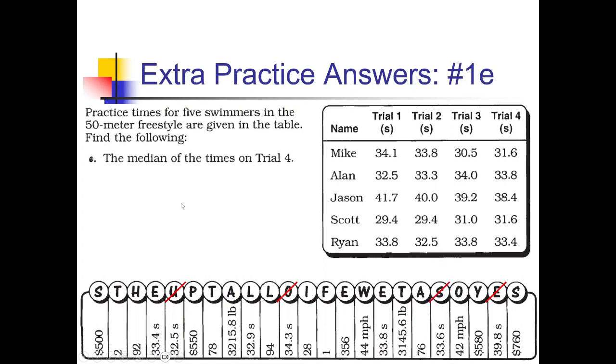For part E, we're finding the median of the times on trial 4. So here's trial 4, here's the 5 times. Just like we did for Ryan's times in part D, we're going to write these numbers in order and then pick the middle value.